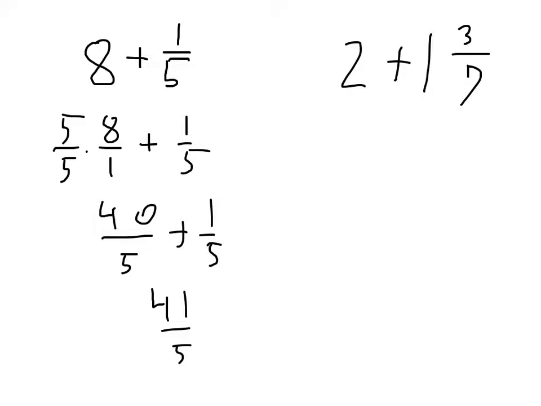Now we need to change this improper fraction into a mixed number. So doing that, you will need to divide 41 by 5. That will be 8 times, giving you 8 with 1 over 5.